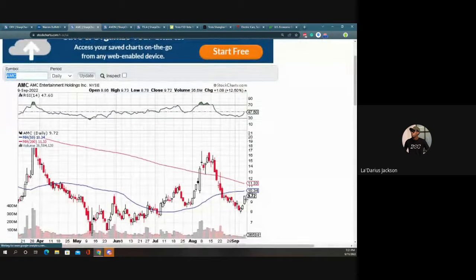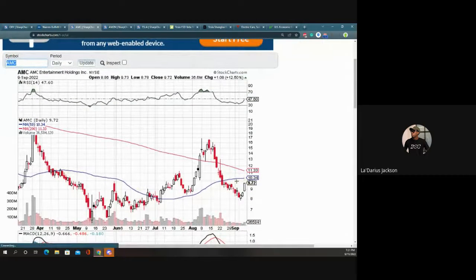And again, I would set my resistance right here first at 10. If it closes above, if it passes 10 and it can get above this 10.34, then I will go ahead and start making a move.